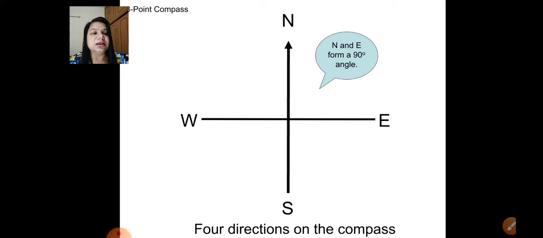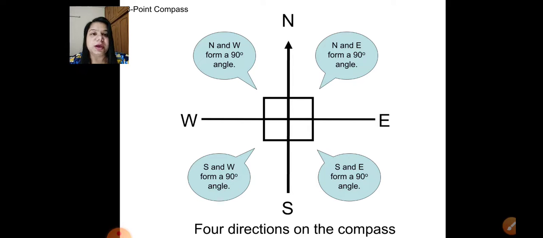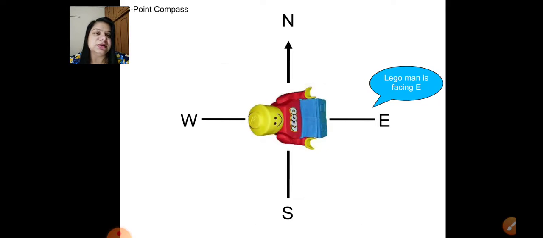And just check north and east. What is the angle between north and east? It is 90-degree angle. What is the angle between north and west? Again it is 90-degree. Then east and south, what is the angle? 90-degree. And south and west, what is the angle? Here also angle formed is 90-degree.